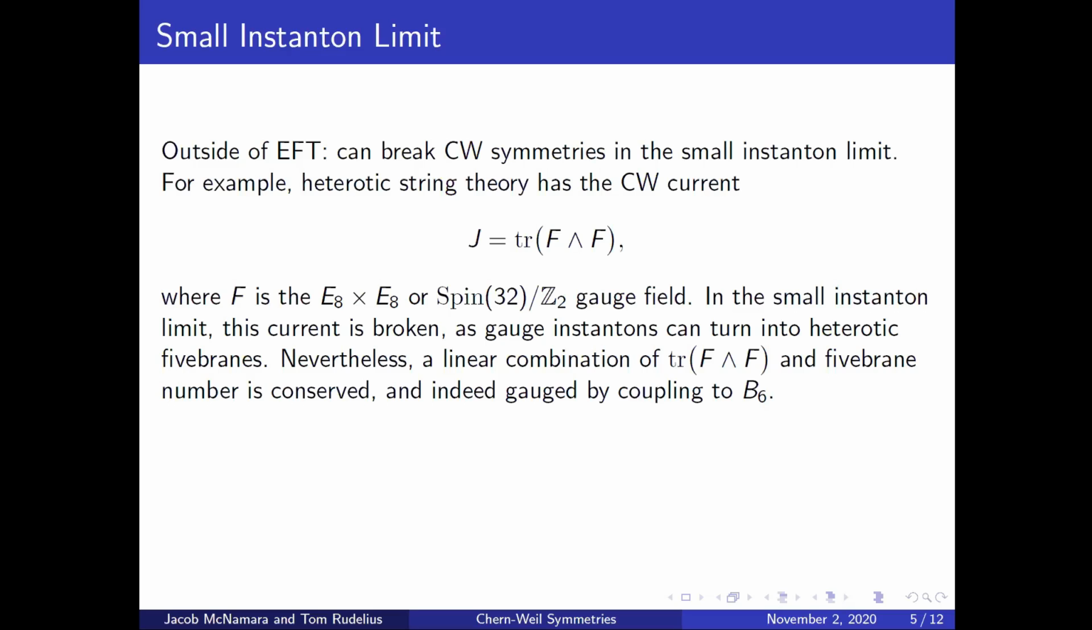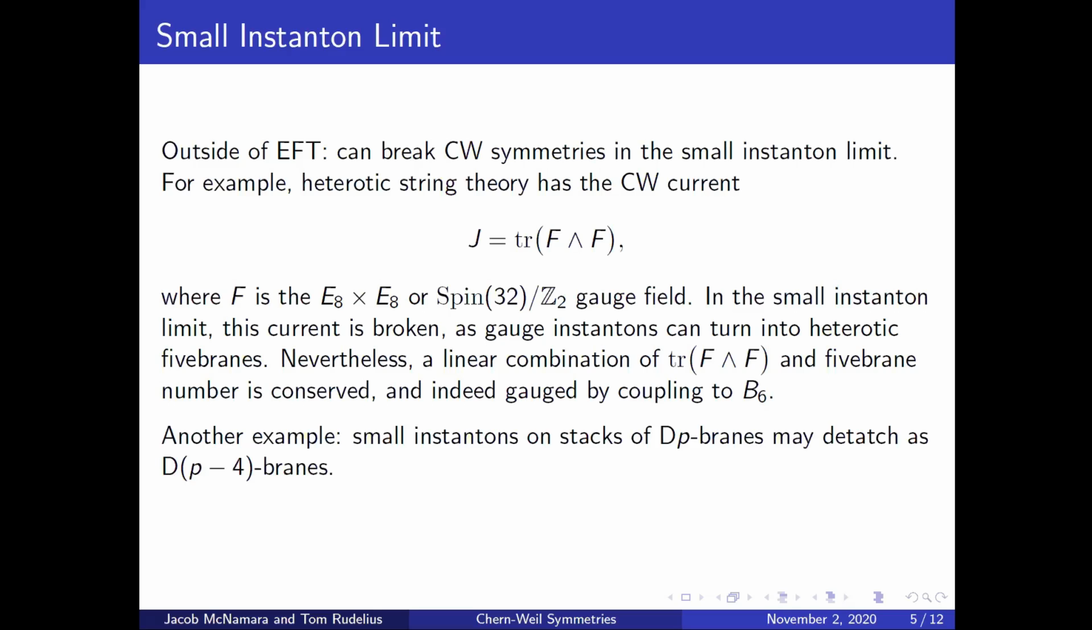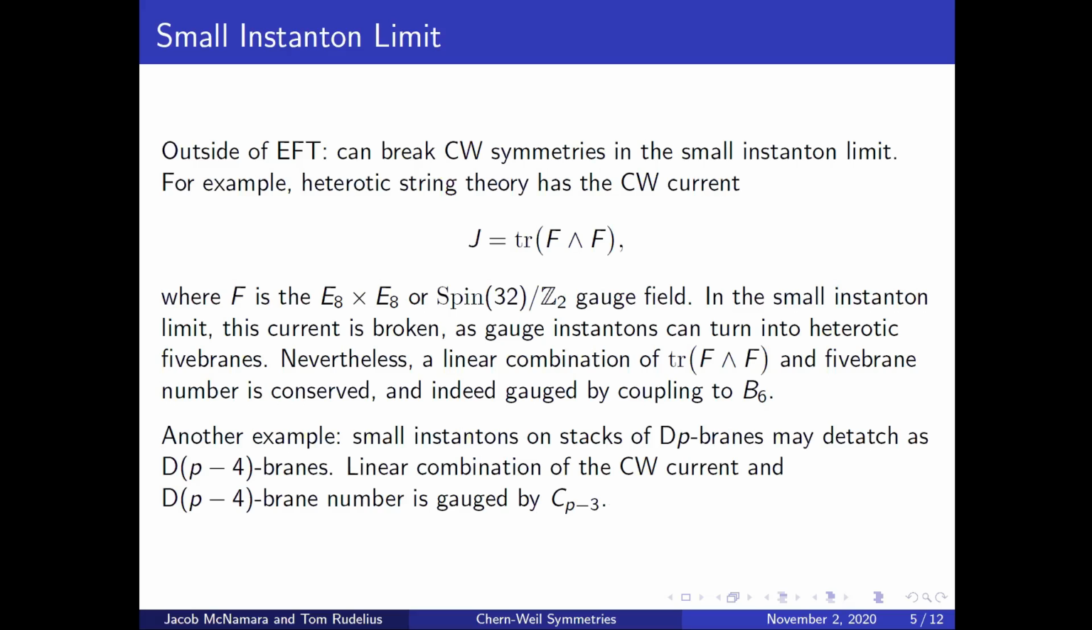So again, we're seeing that the Chern-Weil current charge alone is broken, but a combination of it with some other charge is gauged. Another example of this is small instantons on stacks of Dp branes. Stacks of Dp branes have a non-abelian gauge theory on their world volume, and you can shrink those instantons and detach them as independent objects, D(p-4) branes. And so again, there's one linear combination that's conserved. It's a linear combination of the Chern-Weil current on the brane world volume, as well as D(p-4) brane number, and that's the combination that's gauged by the R-R gauge field, C(p-3). Okay.